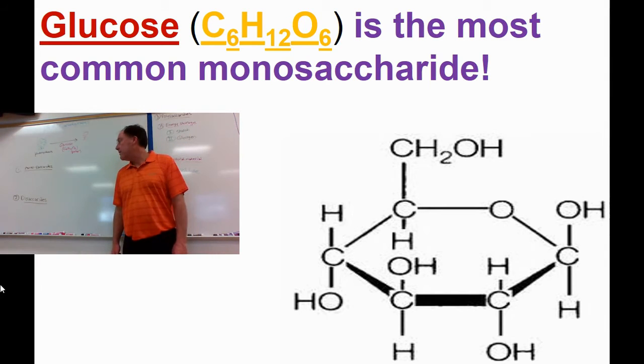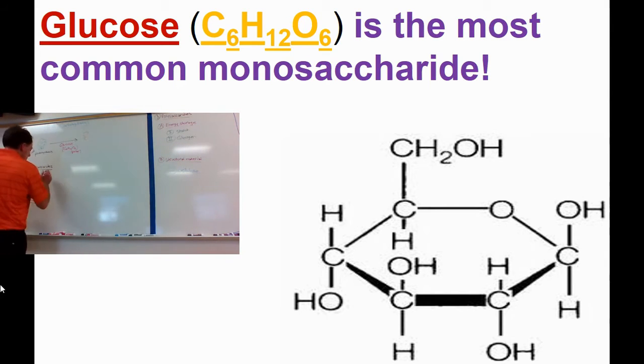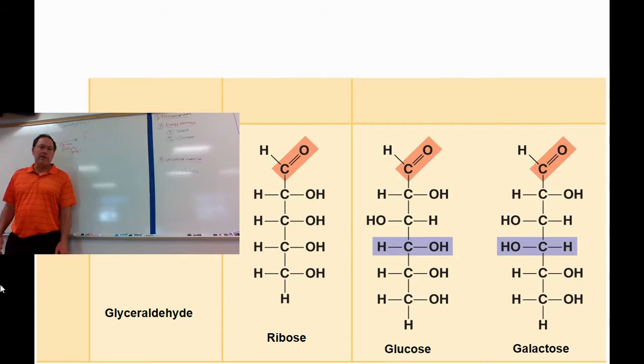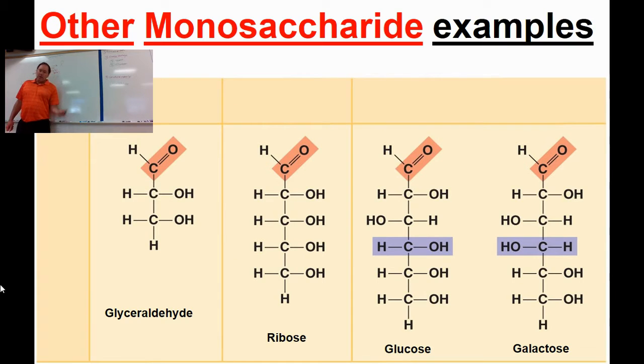What's the most common monosaccharide? I'll write that right here. It's the one that we're going to be studying the most, and you'll see it often talked about in this portion of the chapter. Here's some other monosaccharides. We see ribose, glucose, galactose. What do you notice when you look at all of these? They just look like variations of each other, maybe a little bit longer. They all seem to have that C double bond O, that carbonyl group up there at the top.